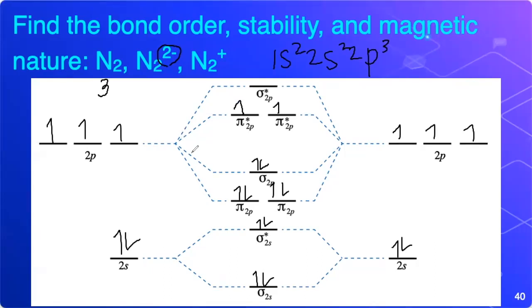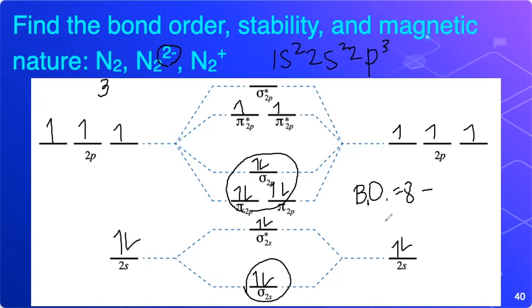So what is the bond order for the N2 negative? Meron tayong 2, tapos meron tayong 2, 4, 6, so a total of 8. Minus, sa ating ABMO, we have 2. And then we also have 2 here. 8 minus 4 divided by 2, the answer is? 2. 2 po. Okay, the bond order of N2 negative is 2.